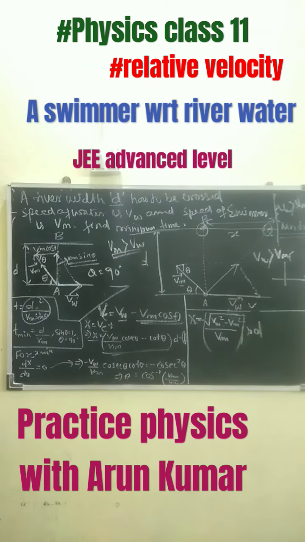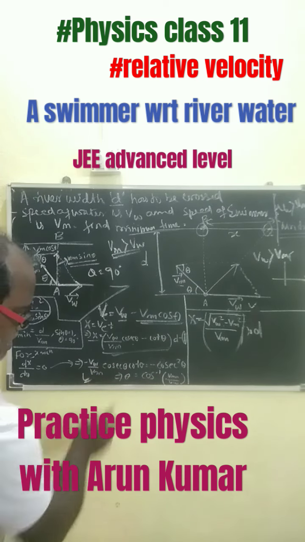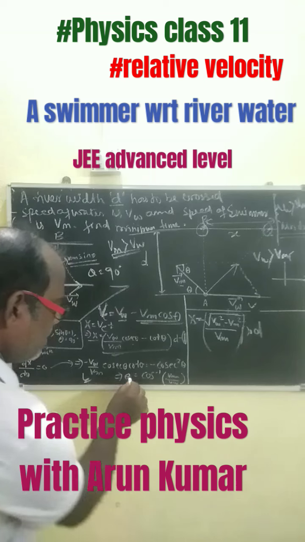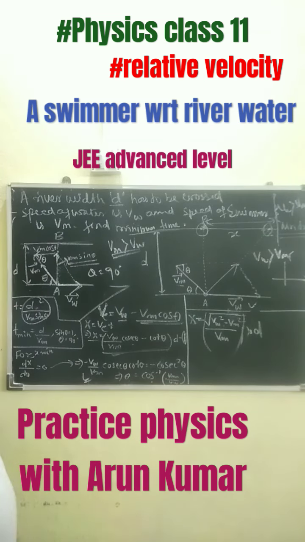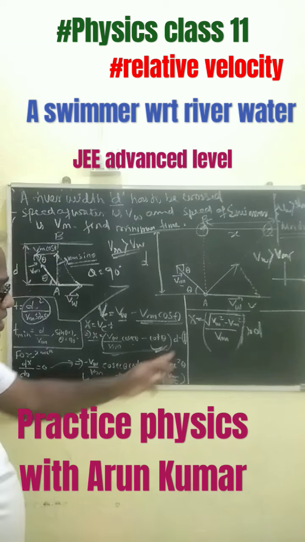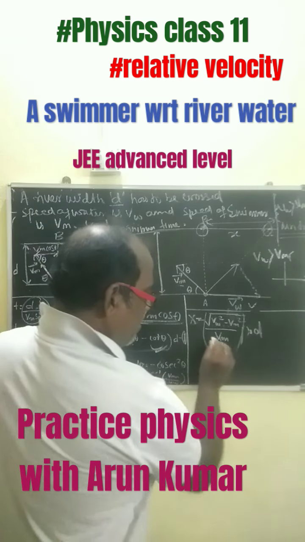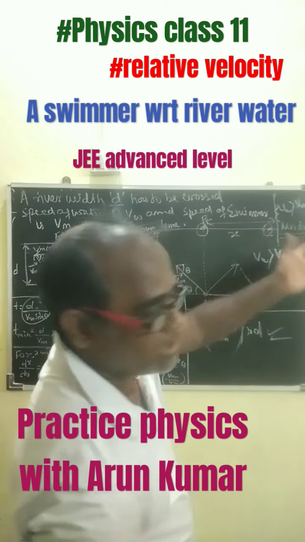So finally, if we differentiate this, we get this. From here we get cos theta equals Vm by Vw, so theta is cos inverse of that. This is the minimum angle to have a minimum drift. Putting the value of theta in equation 1, we get x equals root over Vw square minus Vm square by Vm into d. So this is the minimum drift which is required.